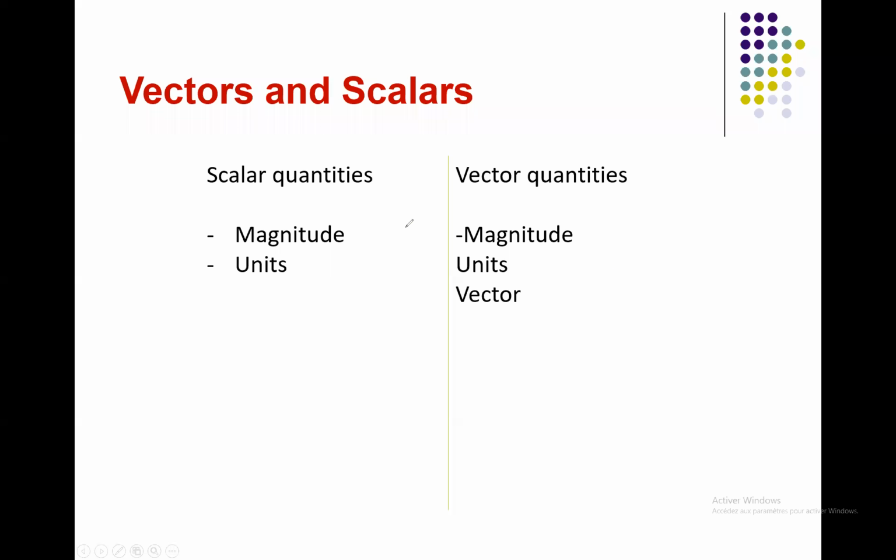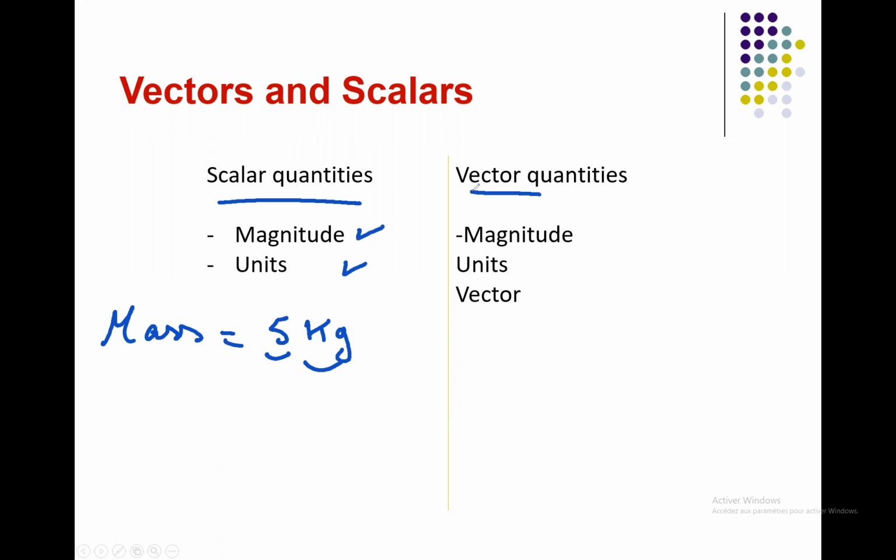Now we have to differentiate between the vector quantities and the scalar quantities. The scalar quantities have two main values, the magnitude and the units. For example, if we have the mass equal to 5 kilograms, the magnitude is 5 and the unit is kilogram. It's independent of the direction.